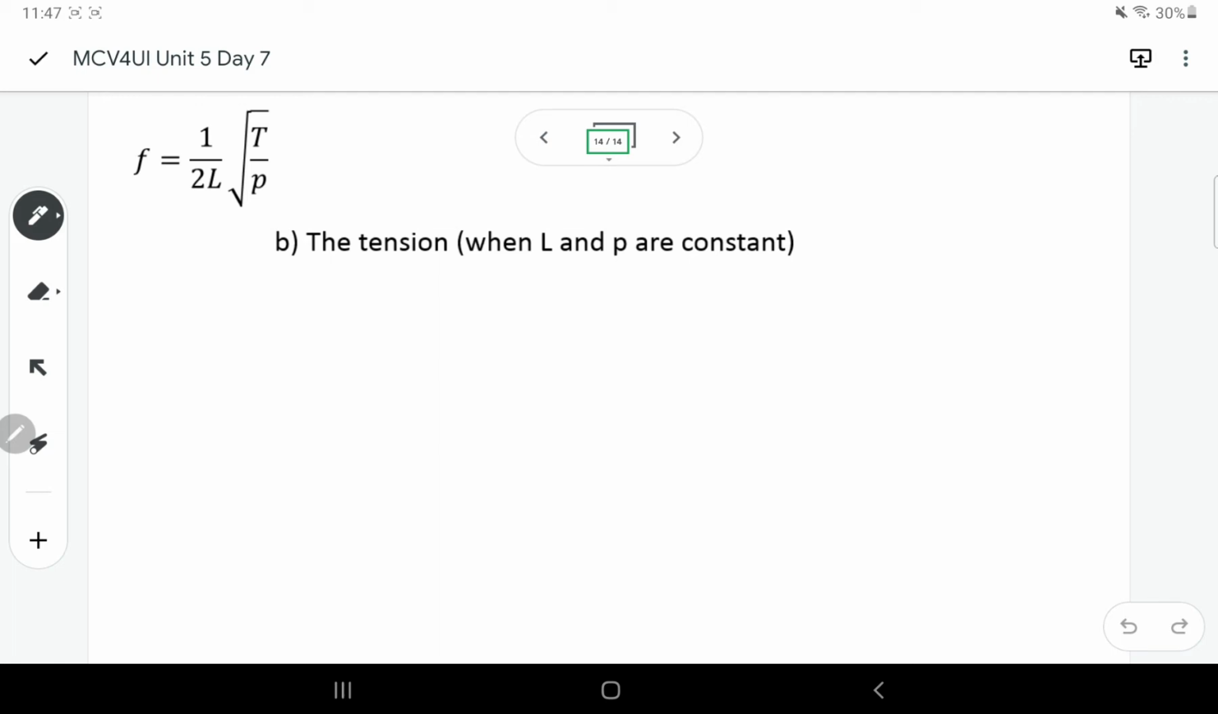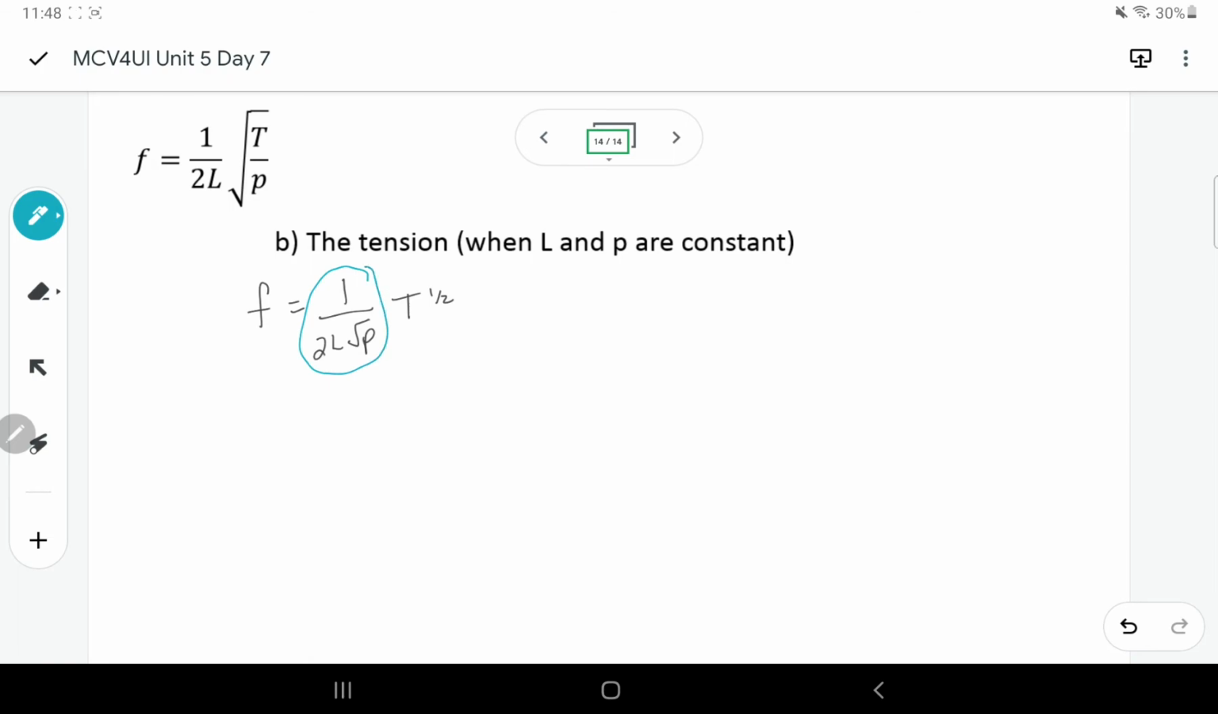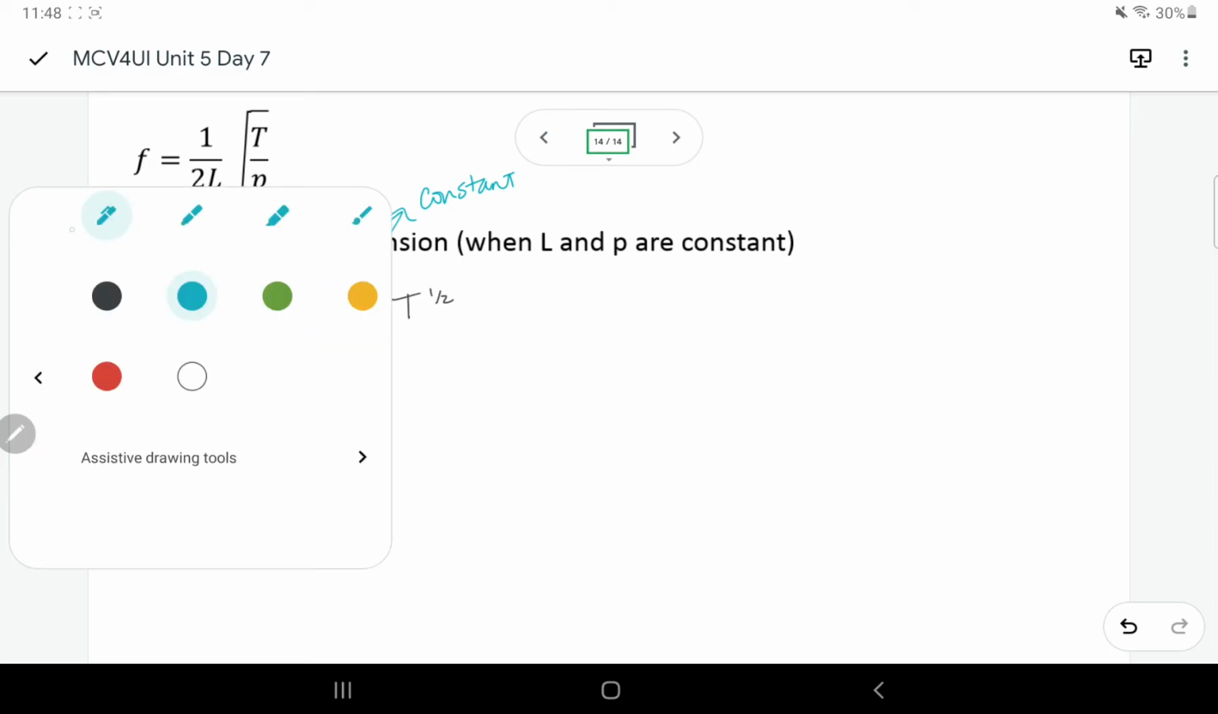If we want to do the derivative in terms of tension, again I would want to rewrite this and make that T look more like a variable. So I'm going to write this as F equals 1 over 2L root P, and that's my constant, times T to the exponent 1/2. So my constant value now is all of this stuff, and then I have a function of T, that T to the 1/2.